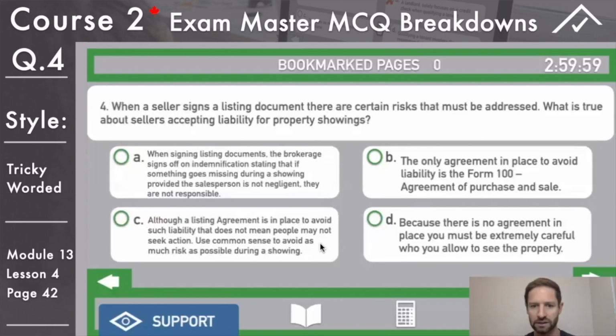I still, of course, read D just to make sure: because there is no agreement in place, you must be extremely careful who you allow to see the property. Okay, so there is an agreement in place, right? The listing agreement covers such liability. If the seller wanted more protection, for instance, if they wanted the listing representative to be present during every showing, which can happen on luxury properties, that would have to be discussed. But basically, there is an agreement in place. So the answer would be C.